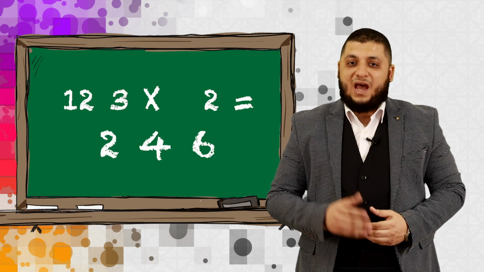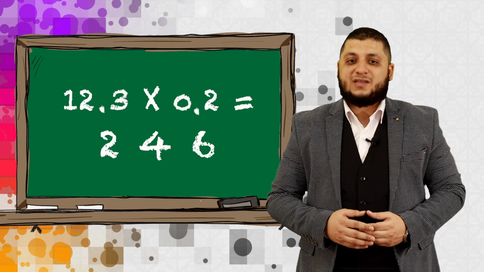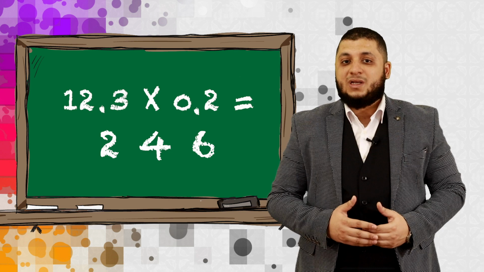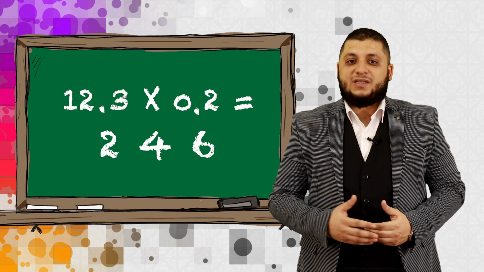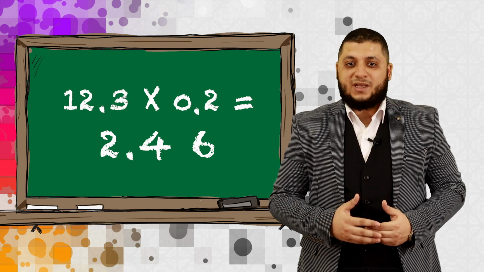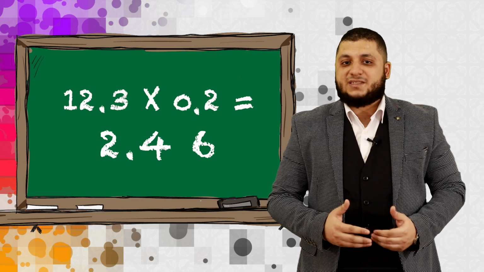But notice, we have 1 decimal place in each of the 2 factors. So we are supposed to put the decimal point in the product after 2 places. Count from the right 2 digits and then put the point. Now as you can see, the product is 2 and 46 hundredths.